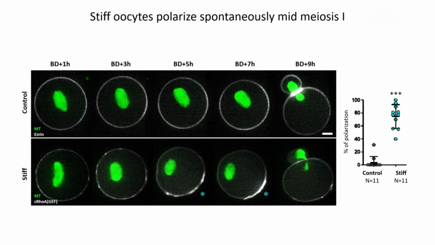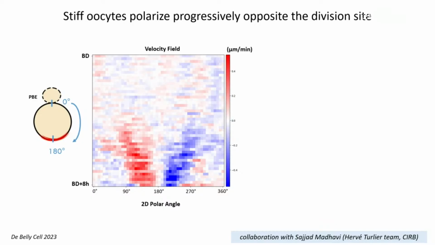Again, to gain an even higher magnification of what is going on at the cortex, in collaboration with the lab of Hervé Turlier, we reused the plugin that they developed for this paper, where they can follow cortical flows by following the speed of movement of fluorescence in the cortex. In this graph, what you can see is from NEBD to NEBD plus 8 hours, so from the entry of meiosis 1 up to the exit of meiosis 1. Here you have flattened cortices of oocytes, with 180 degrees being the polarization site, and 0 and 360 degrees where the division would occur. So you take the oocyte and you just unfold it so that it's flat.